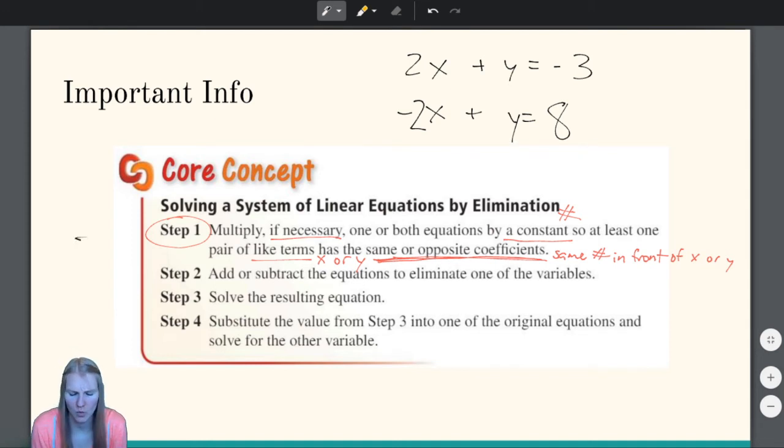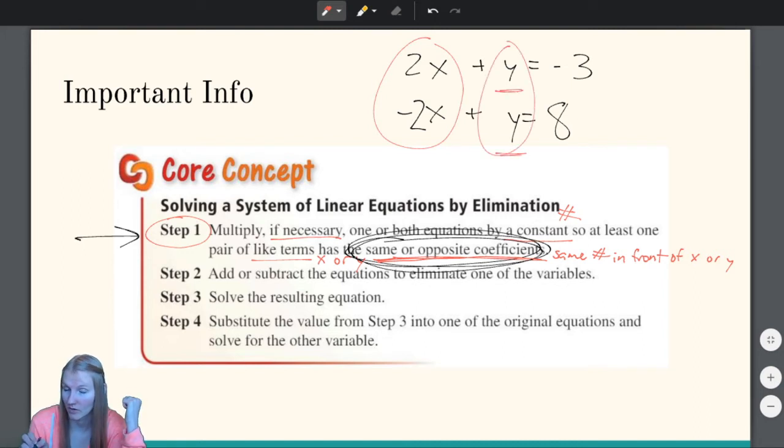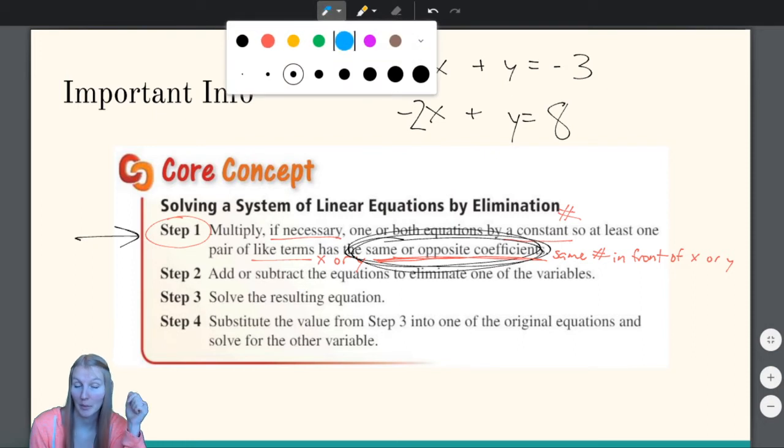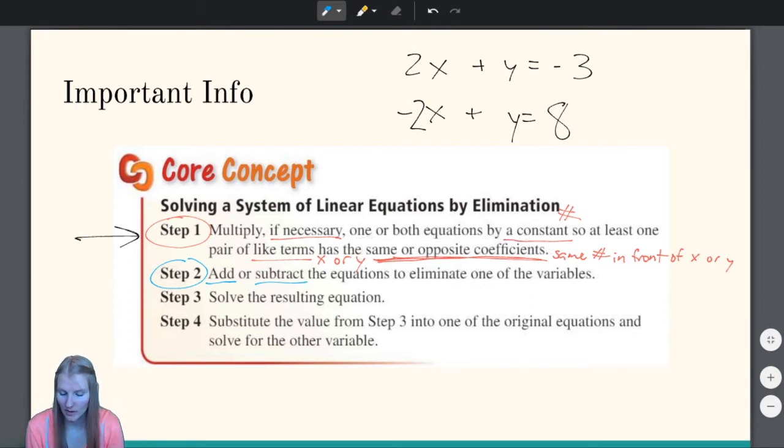Okay, so why would we want to have the same or opposite coefficients? Because that's the most important part of step 1. That's what we want to get out of step 1, is we want either our y's or our x's to have the same coefficient, like y has the same coefficient, and x has opposite coefficients, positive 2, negative 2. So why would we want that? Well, let's look at step 2. Step 2 says to add or subtract the equations to eliminate one of the variables.